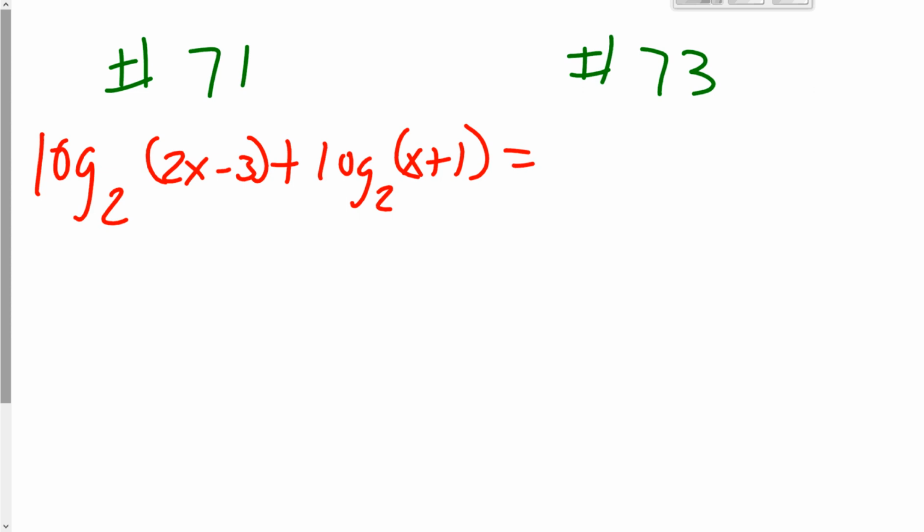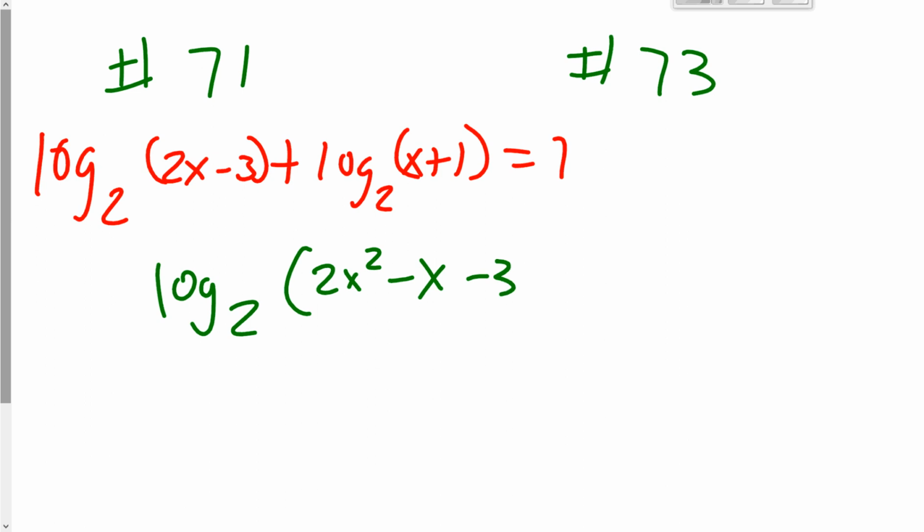Since there's an x in both of them, that means we're going to get a quadratic, right? So log base 2 of this quadratic, 2x squared minus x minus 3 equals 1. Here you can try to factor, use CAB. So you have negative 6. What are the factors of negative 6 that add to negative 1?